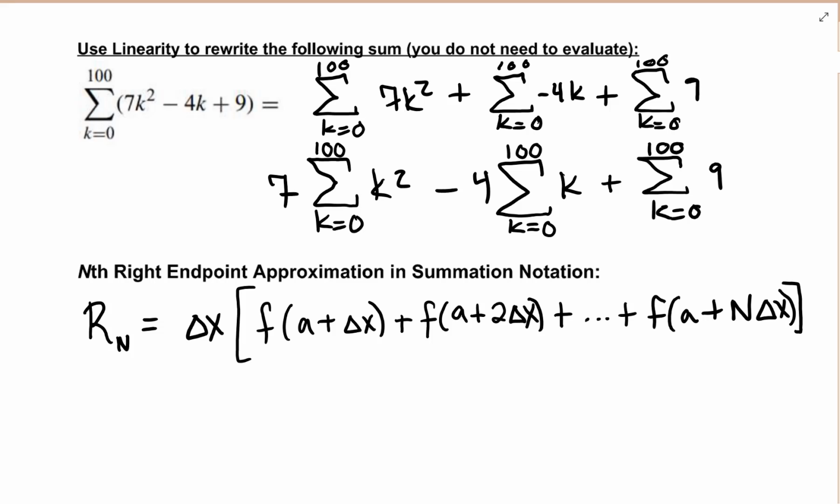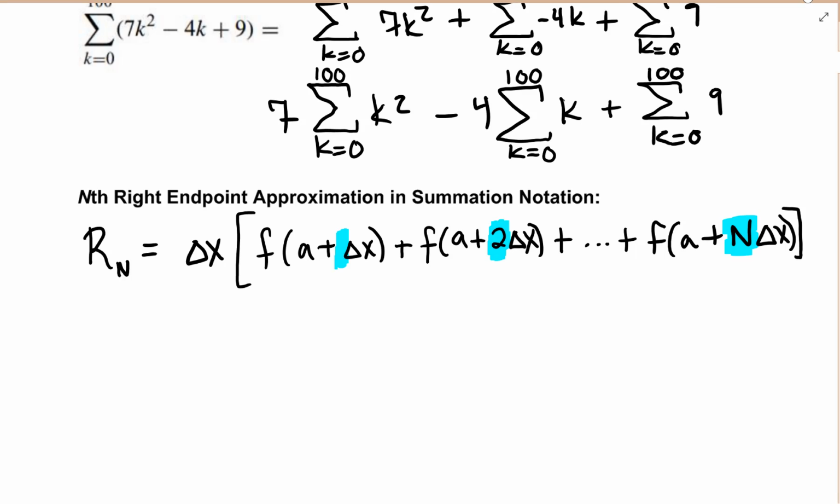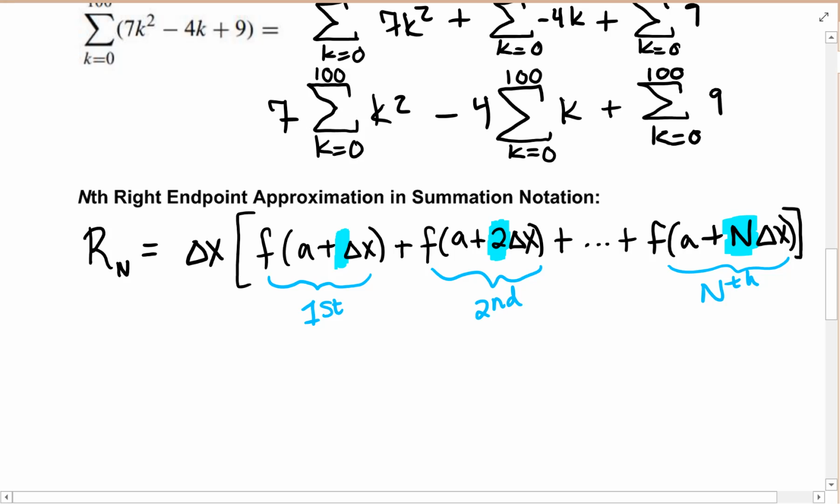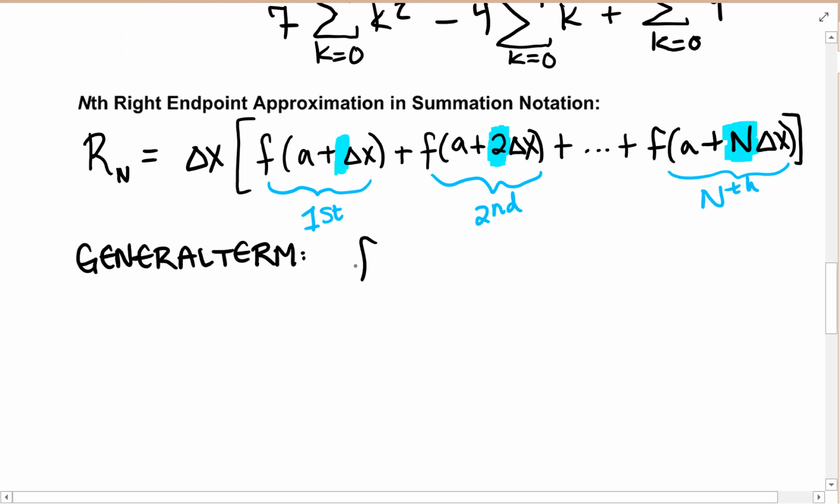To write the nth right endpoint approximation in summation notation, to write a general term, I'm looking at what is changing between these terms. And I see the number times delta x is changing, right? Because we're starting at a plus delta x, which is our first right endpoint. So that's the right endpoint of the first rectangle. And then you have the sum of your second, and so forth onto the nth rectangle. So our general term is f of a plus j delta x.